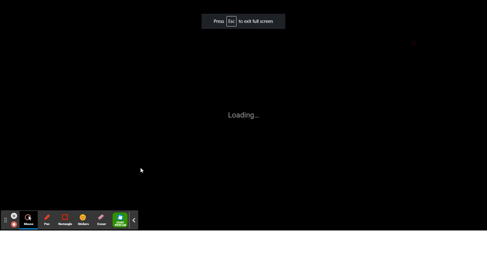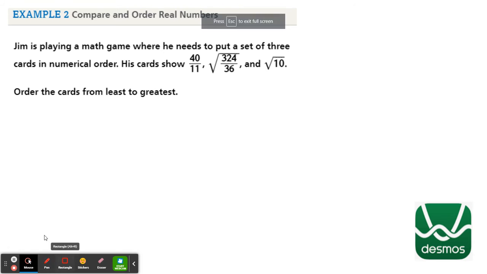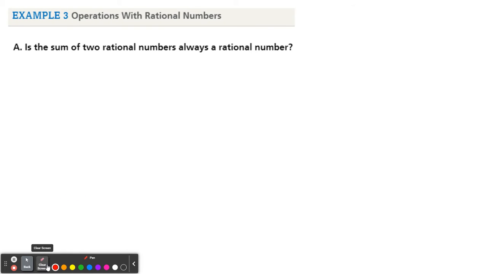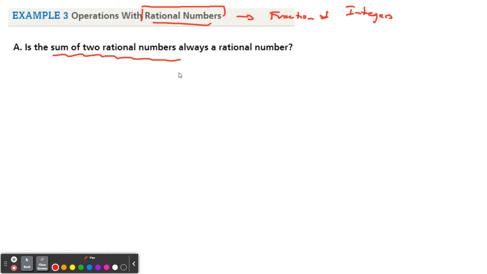Okie dokie. Let's move along to example 3. It says, operations with rational numbers: is the sum of two rational numbers always a rational number? Well, remember that a rational number is any number that can be written as a fraction of integers. So keep that in mind. We're trying to see, is the sum of two rational numbers always a rational number?